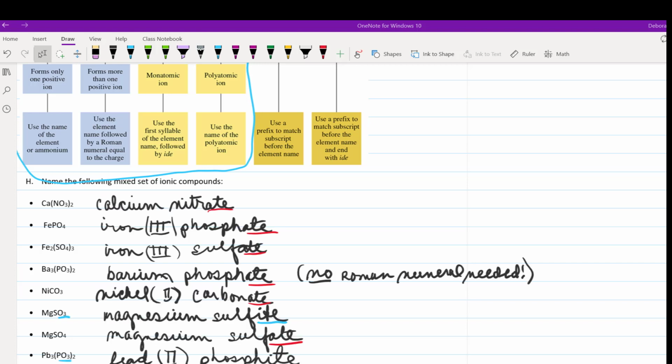Okay, so check your answers on this set. If you need to go back and look at any of the parts that will help you do a better job, if you missed one or two, please feel free to back up the video and help yourself there, okay? There are several of these that required no Roman numeral. That was the barium phosphate. Both of these as well, no Roman numeral was needed on those either, because they're in group 2A, as is calcium. Calcium didn't need one either.